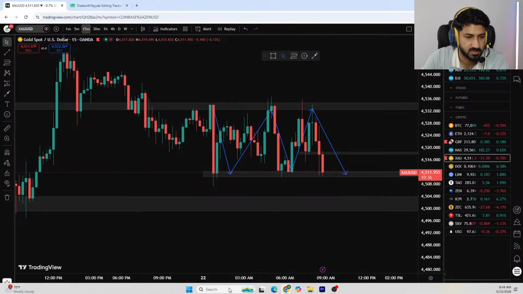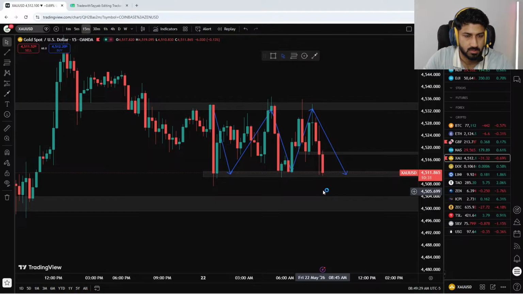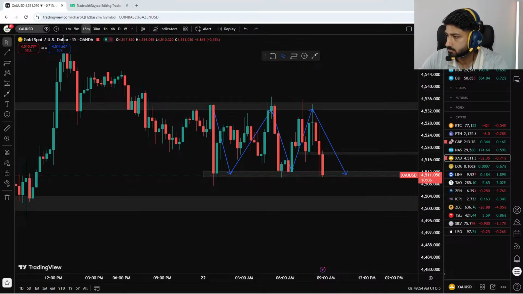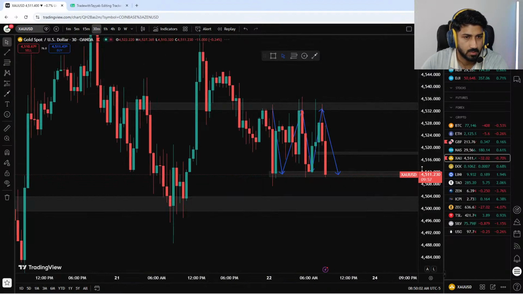So we're at a resistance area. This would be a good place to enter a buy based on just support and resistance. 30-minute.